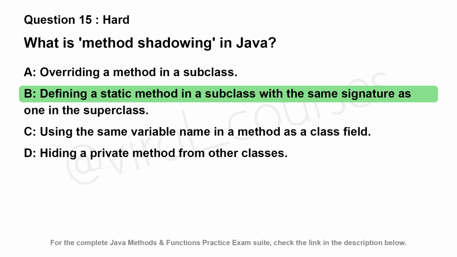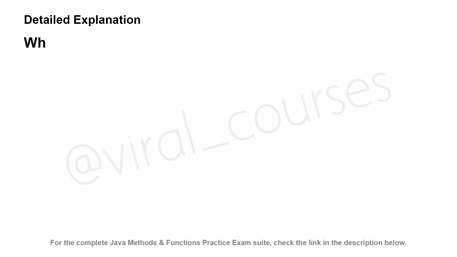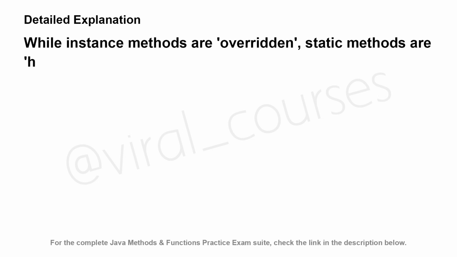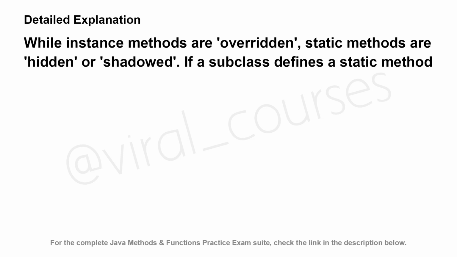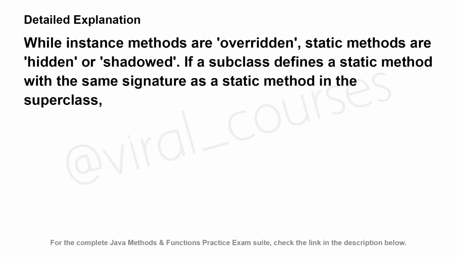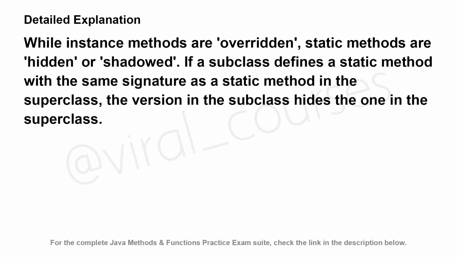The correct answer is B. While instance methods are overridden, static methods are hidden or shadowed. If a subclass defines a static method with the same signature as a static method in the superclass, the version in the subclass hides the one in the superclass.